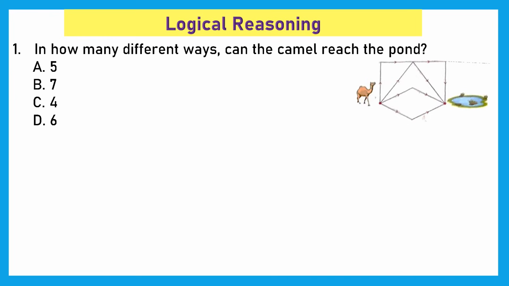First section is logical reasoning. Question 1. In how many different ways can the camel reach the pond? Now let's see how many ways are there, how many paths does the camel have.